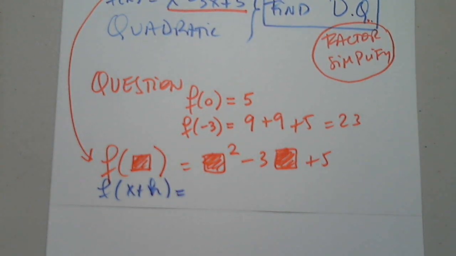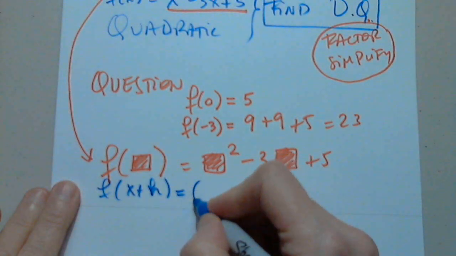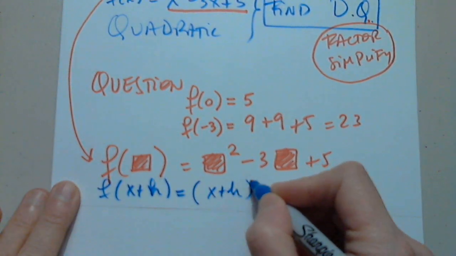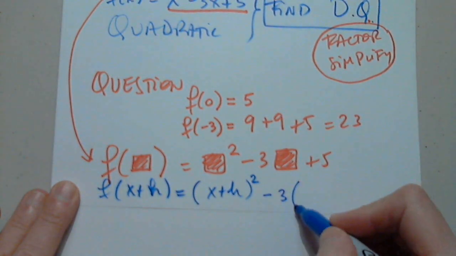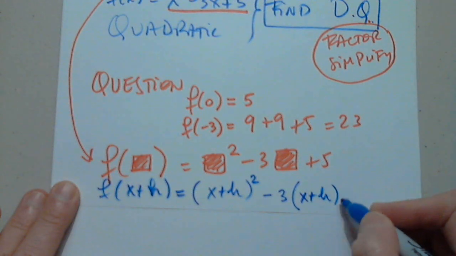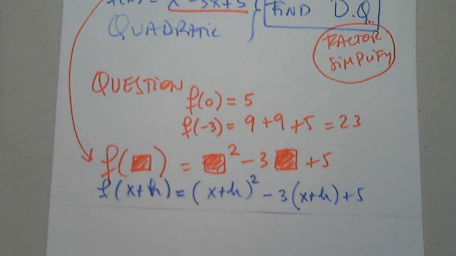Anyone? Anyone I haven't heard from, please. x plus h squared. Excellent. But please say parentheses. Okay. Yes, minus 3. Awesome. Times, yes, x plus h plus 5. Excellent. Brilliant. Thank you so much.